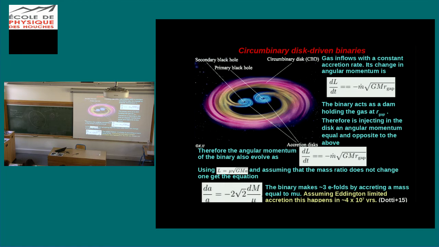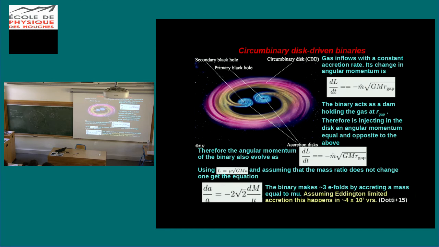Nobody knows really how angular momentum is transferred in accretion disks, just to be clear. So this is the L dot of the gas if there was no barrier. And since you are stopping the gas here, it means that you are injecting a dL/dt which is the same and opposite. So the dL/dt of the binary is taken, of course, from the binary, and it has to be equal, according to this, to minus M dot square root of GM r gap.